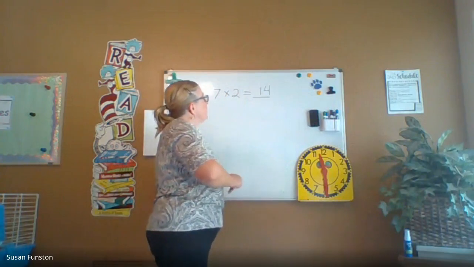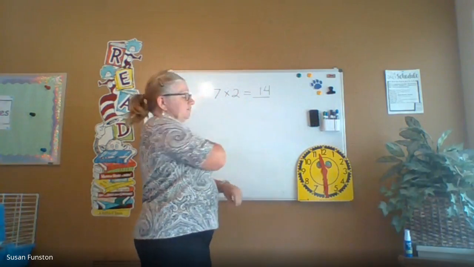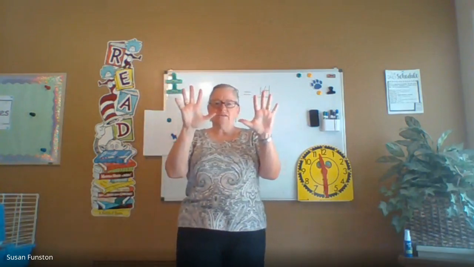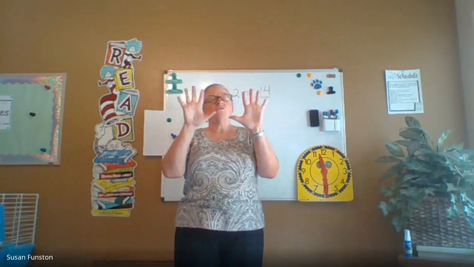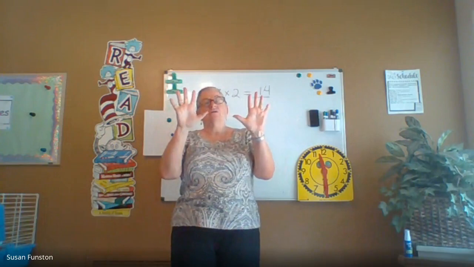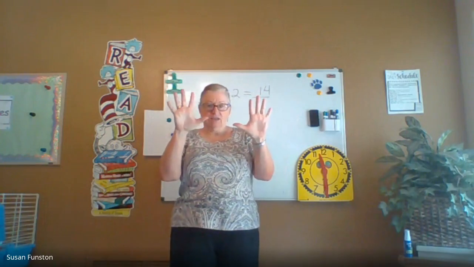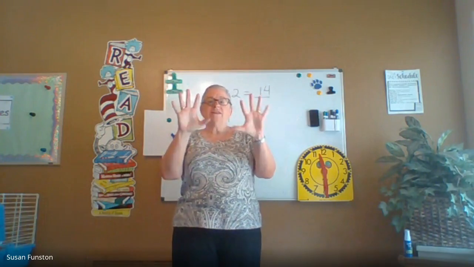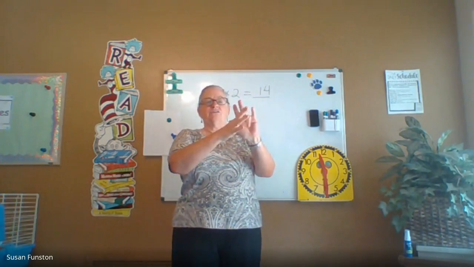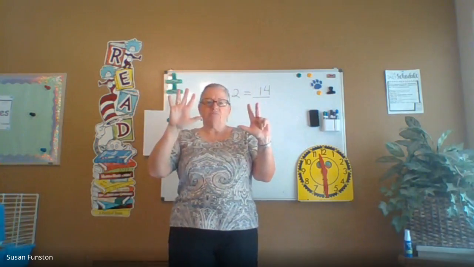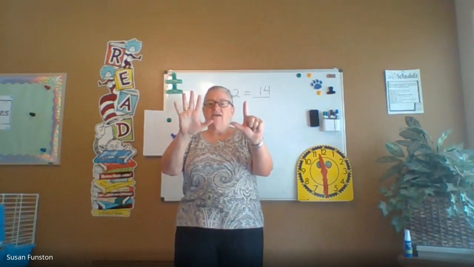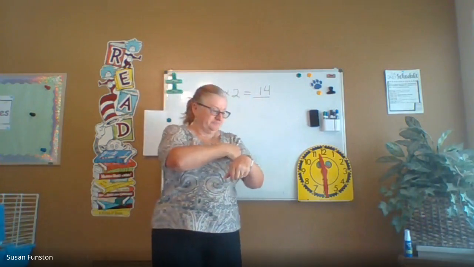Okay, let's see if we can find our answer more quickly by going backwards. So 10s are easy, right? 10 times 2 is 20. But I don't want 10 times 2, I want 7. So I'm going to have to put some fingers down when I count backwards. So 20 would be here. If I took 2 away, that would be 18. If I took 2 more away, that would be 16. If I took 2 more away, now I have my 7, and I still get 14.